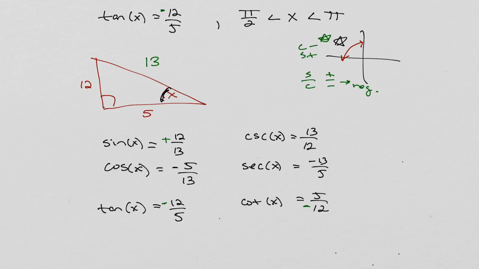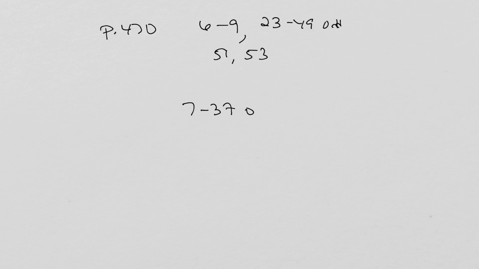Here's what we're going to be doing today in class. We're going to be doing a couple of little worksheets, and in the book as well. Go to page 470. We're going to do 6 through 9, 23 through 49, the odds, 51 and 53. And in the next section, sorry, I can't remember off the top of my head what page it is, but the very next section, it'll be 7 through 37, the odds, followed by 39 and 41.